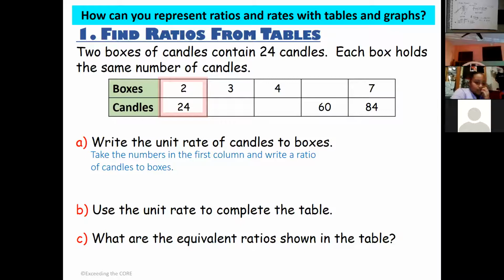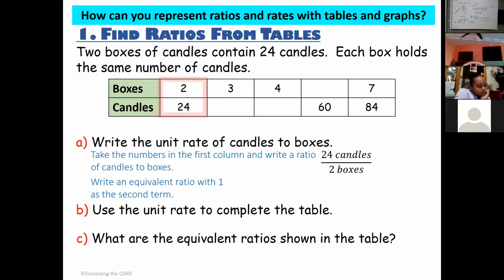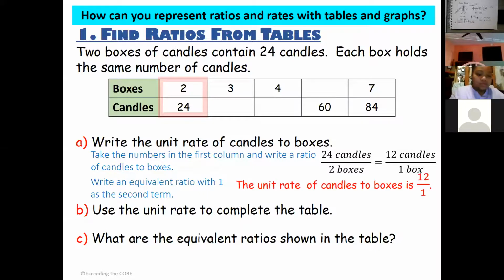Awesome. So the way that you do that is you take the numbers in the first column and you write the ratio of candles to boxes. So 24 over 2. And then you set it equivalent to 1. So that would be 12 to 1. Okay. We did lots of practice with that over the last few days. Then we're going to use the unit rate of 12 over 1 to complete the table. So that means every time we see a box, we want to multiply it by 12.